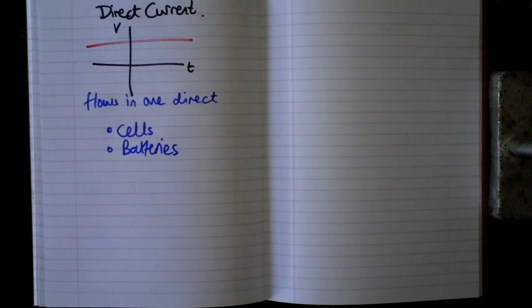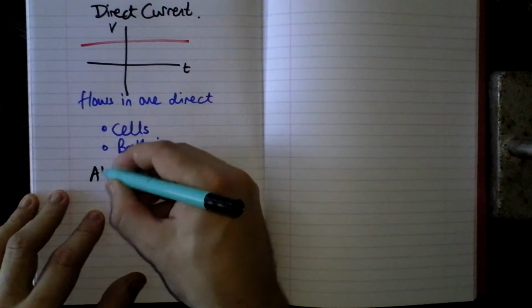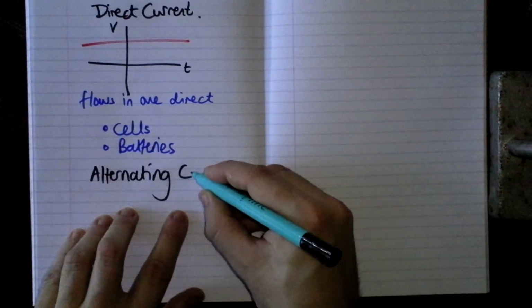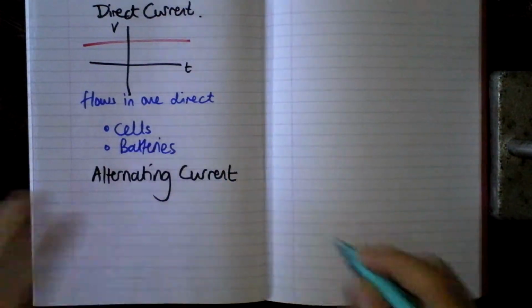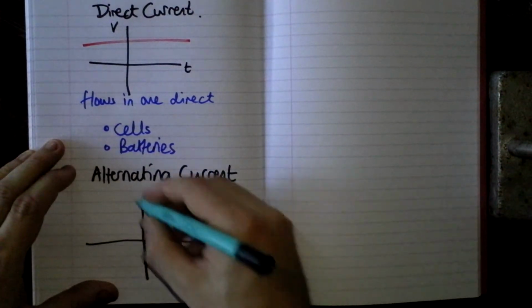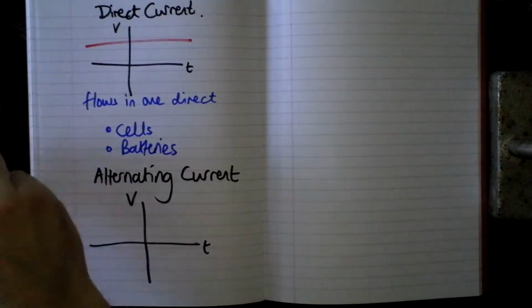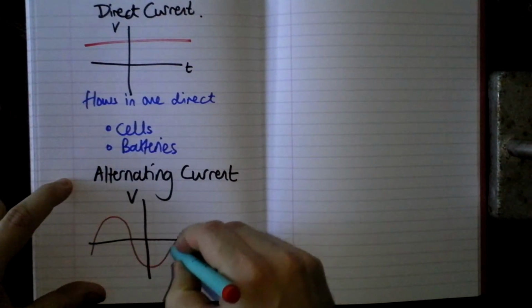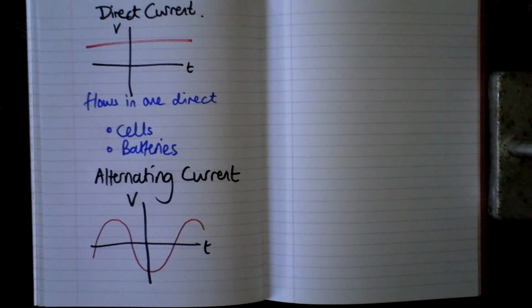One of the reasons for that is to do with how we make electricity, and it's a lot easier to make alternating current electricity. Now, alternating current, or AC, is a little bit different. If I draw a graph, potential difference or current for alternating current, you will find that it follows this kind of pattern, like a sine wave.